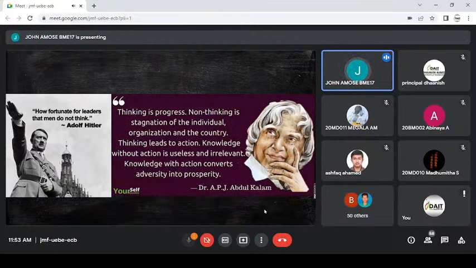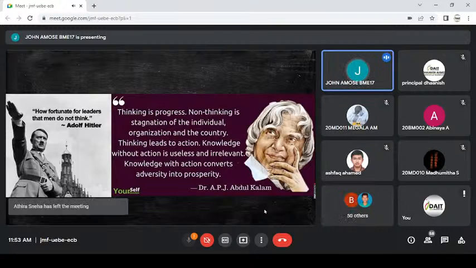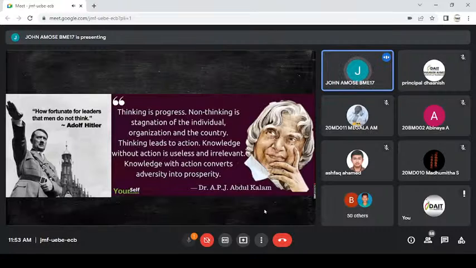But if you look at what Dr. Abdul Kalam said, he said thinking is progress. Every time you think, you individually are making progress. So non-thinking is actually stagnation of an individual, and hence an organization and the entire country. So Abdul Kalam envisions that people actually think on their own. He wanted everyone to think.